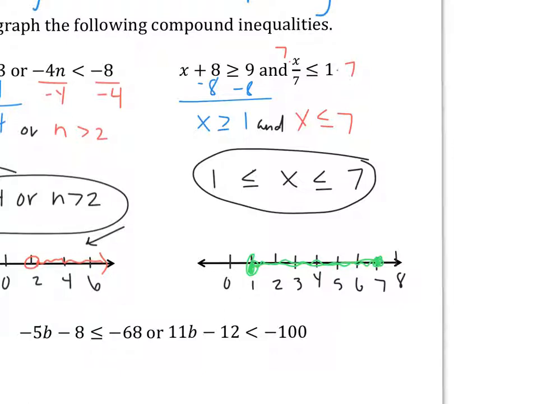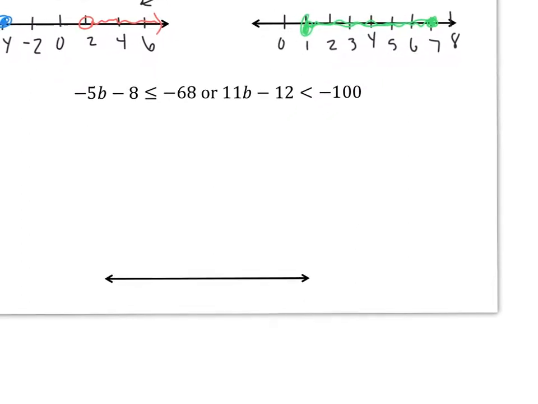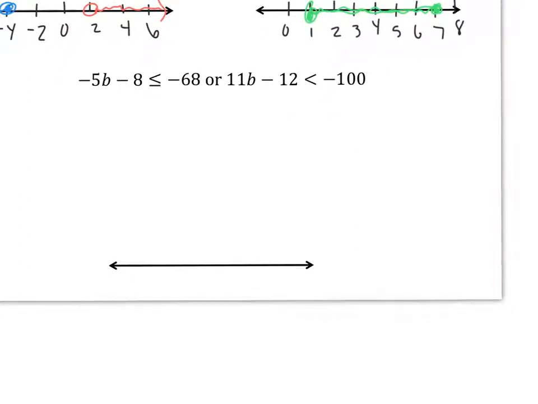All right, let's continue on to the next example. Okay, so I have an or statement, so hopefully I'm seeing a gap here. So what I have is two inequalities that I need to solve. I'll go ahead and solve this first one, and I will add 8 to both sides. I get negative 5b is less than or equal to negative 60, divided by negative 5. B is greater than or equal to 12.